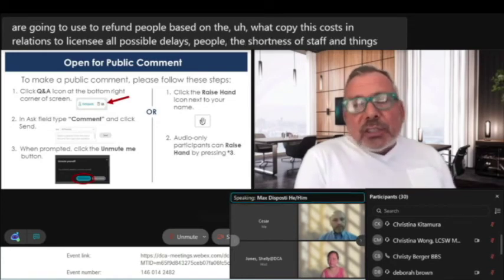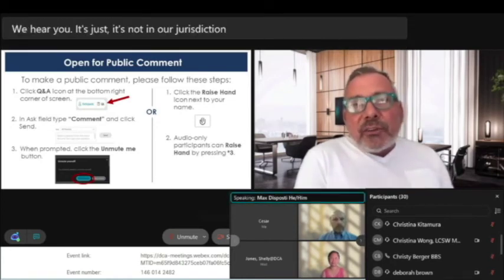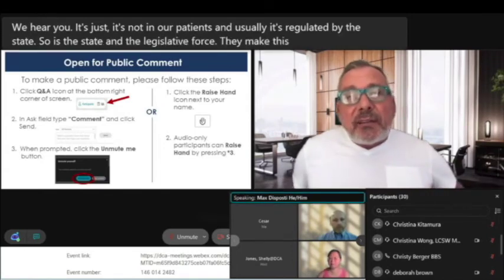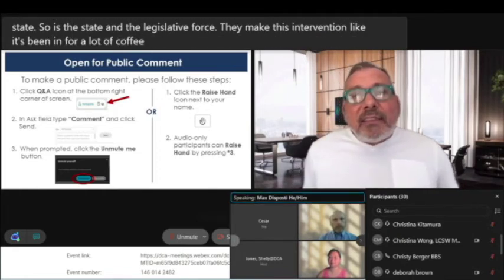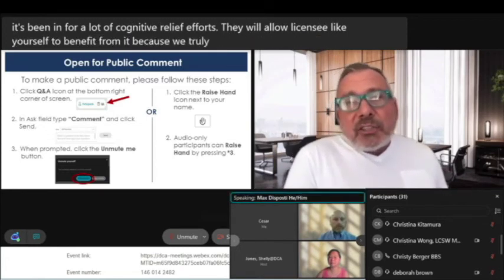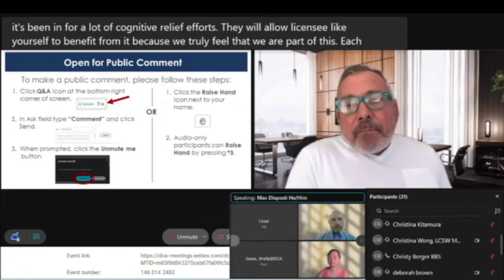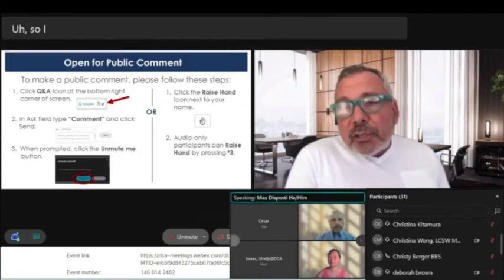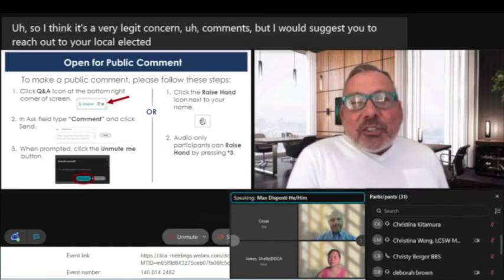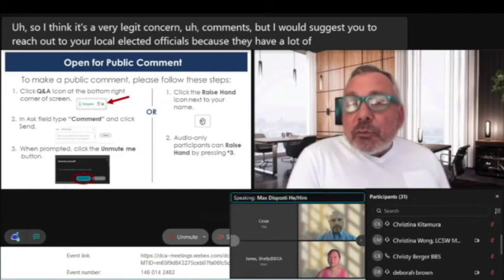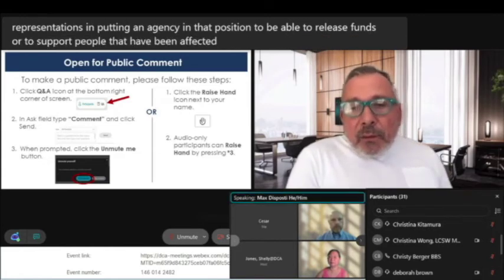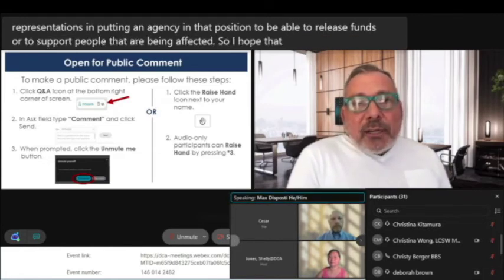So we hear you. It's not in our jurisdiction, and usually it's regulated by the state. It's the state and the legislative efforts that make this intervention, as has been done for a lot of COVID relief efforts, that will allow licensees like yourself to benefit from it, because we truly feel that we are part of this, and each one of us has been affected in different ways. So I think it's a very legitimate concern and comment, but I would suggest you reach out to your local elected officials, because they have a lot of representation in putting agencies in that position to be able to release funds or to support people that have been affected. I hope that answers your questions and guides you a little bit.